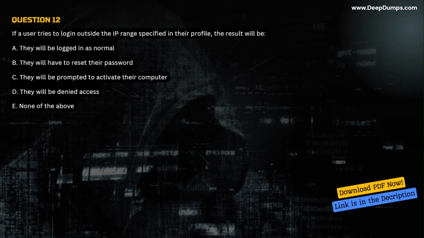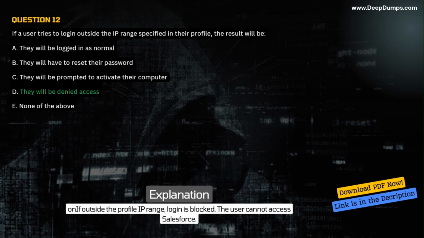If a user tries to log in outside the IP range specified in their profile, the result will be: A. They will be logged in as normal. B. They will have to reset their password. C. They will be prompted to activate their computer. D. They will be denied access. E. None of the above. Correct answer: D. They will be denied access. Explanation: if outside the profile IP range, login is blocked. The user cannot access Salesforce.